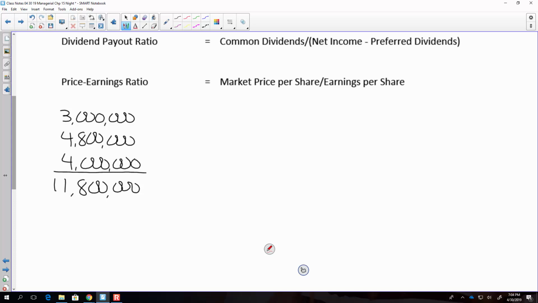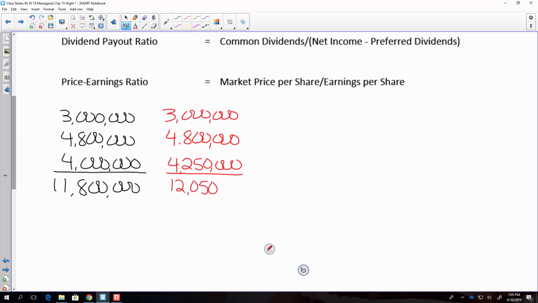December 31st, it was 3 million again, 4.8 again, and retained earnings is now 4.25 million. That comes out to 12,050,000. Seems like a lot of work to get the average, but that's what you gotta do.